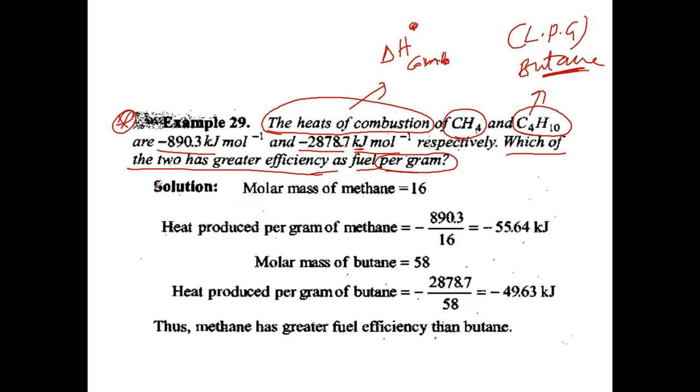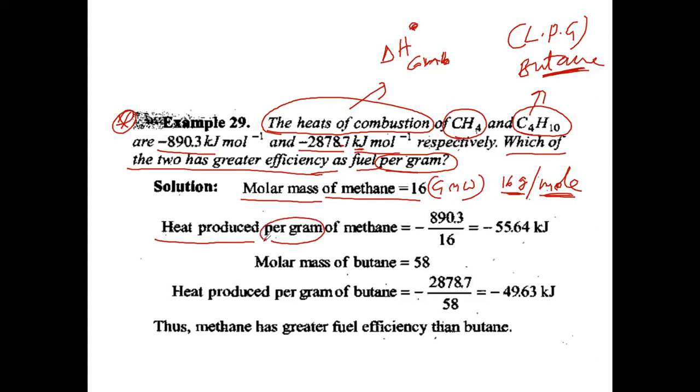Now first check the concept. The molar mass, gram molecular weight of methane, is 16. That means 16 grams per mole. 1 mole is equal to 16 grams of methane, remember. So we need the heat produced per 1 gram of methane.